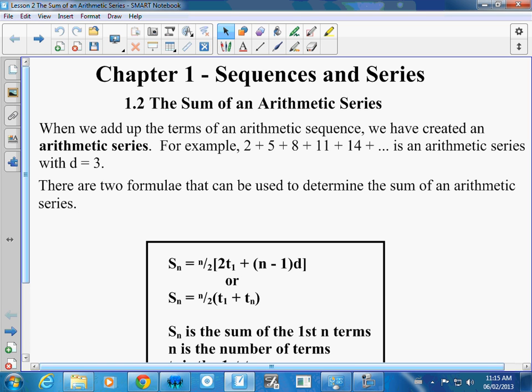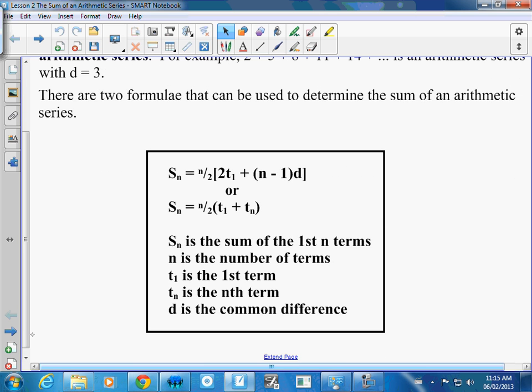So if you look at the terms here, some of this should be the same. n is the number of terms, T1 is the first term, Tn is whatever the term is, D is the common difference. The only new one is S of n, which is the sum. So if it was S of 10, you're finding the sum of the first 10 terms. It's easy, right? S of 100, finding the sum of the first 100 terms.